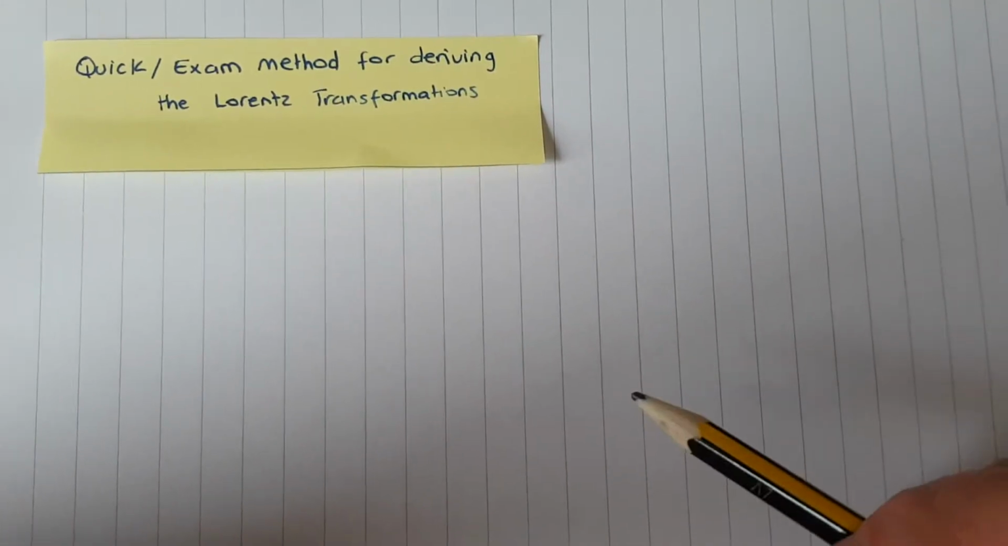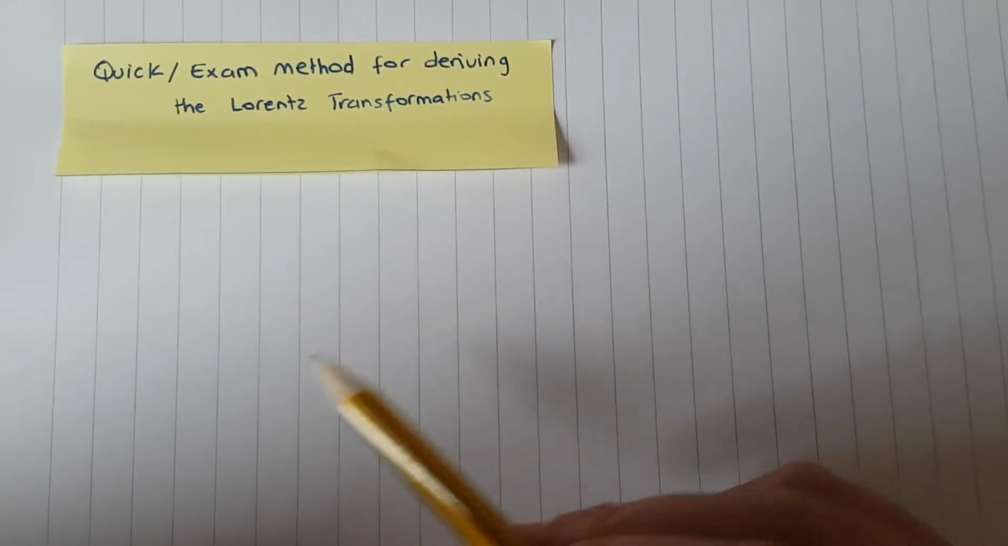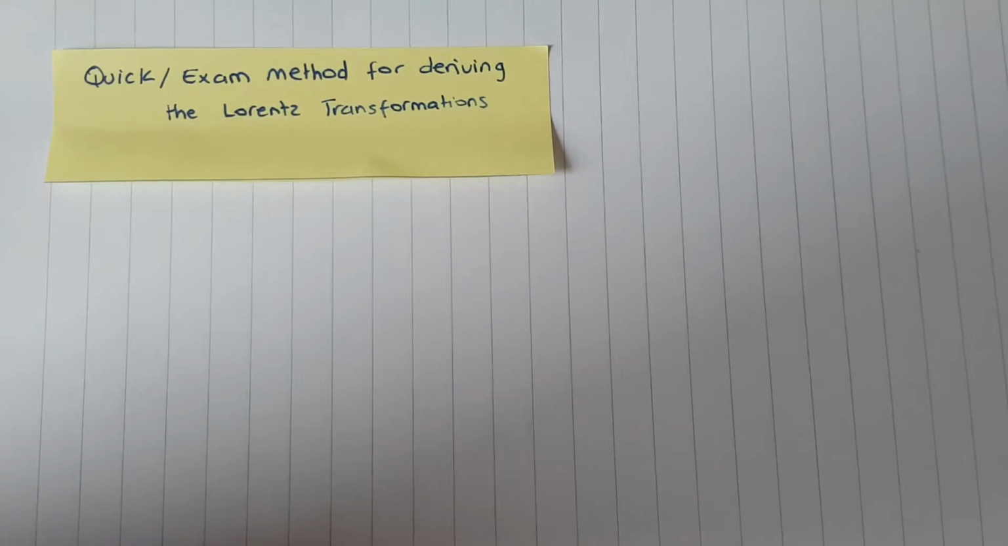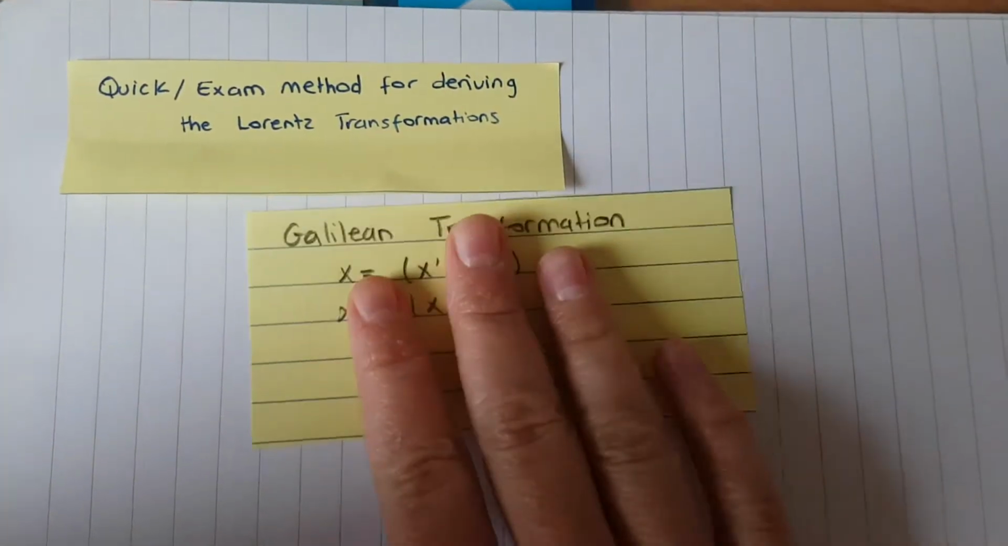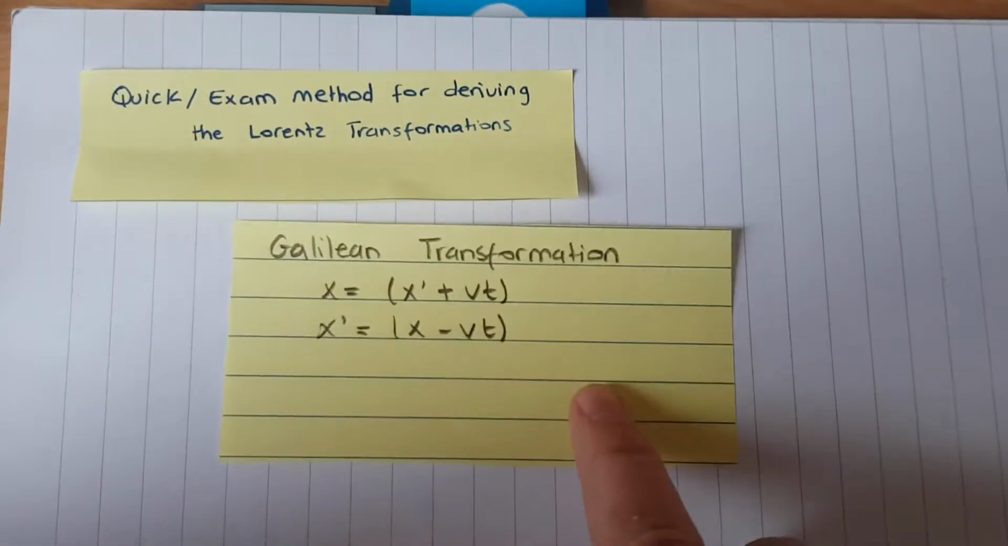So you have to start off with your two frames. You have two different reference frames. One's moving with the speed v, the other one's stationary. So if you remember your Galilean transformations, that's all you need to remember. So you have your Galilean transformations for distance right there.